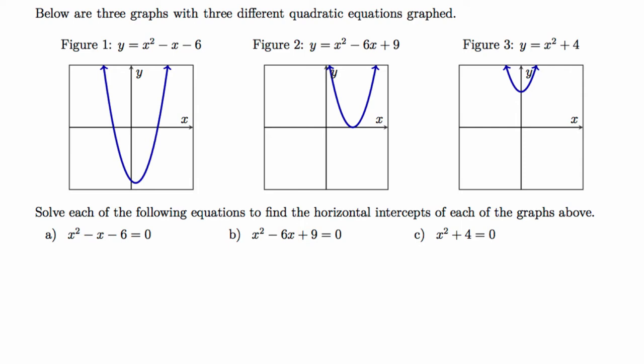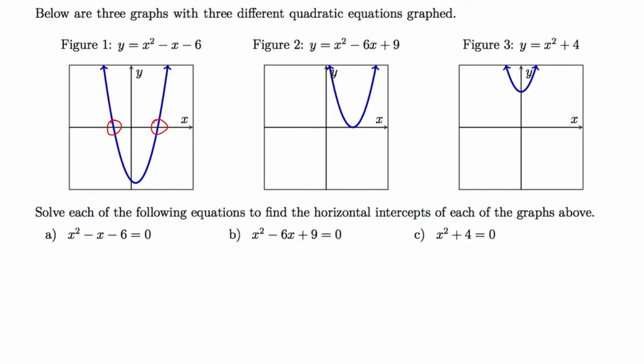In this video, we're going to look at the relationship between the number of x-intercepts a quadratic equation in two variables can have, and the number of solutions that a quadratic equation in one variable can have. Looking at figure 1, we have the graph of y equals x squared minus x minus 6. We can see from the graph that there are two x-intercepts.